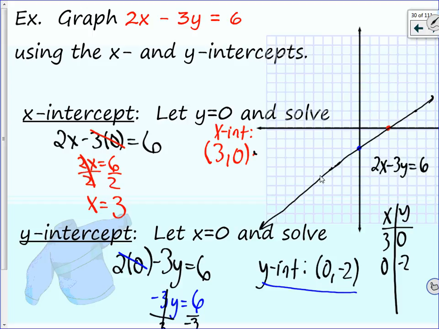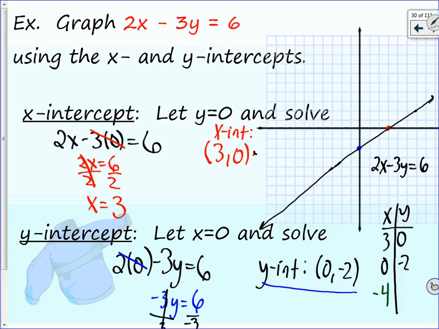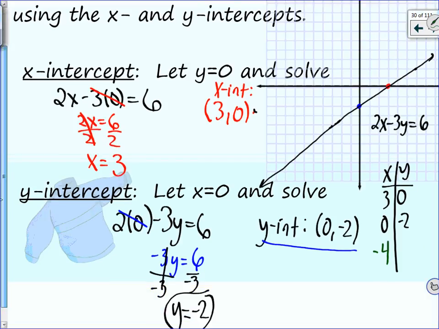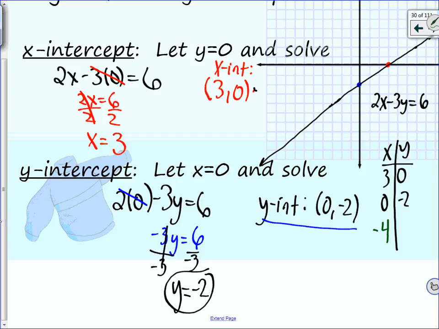Say again? -4. So if you pick x as -4, here I go. I'm going to plug in -4 for x. A little crowded here. If x is -4, let's come down here. I'd say 2 times -4 minus 3y equals 6. So this is -8.